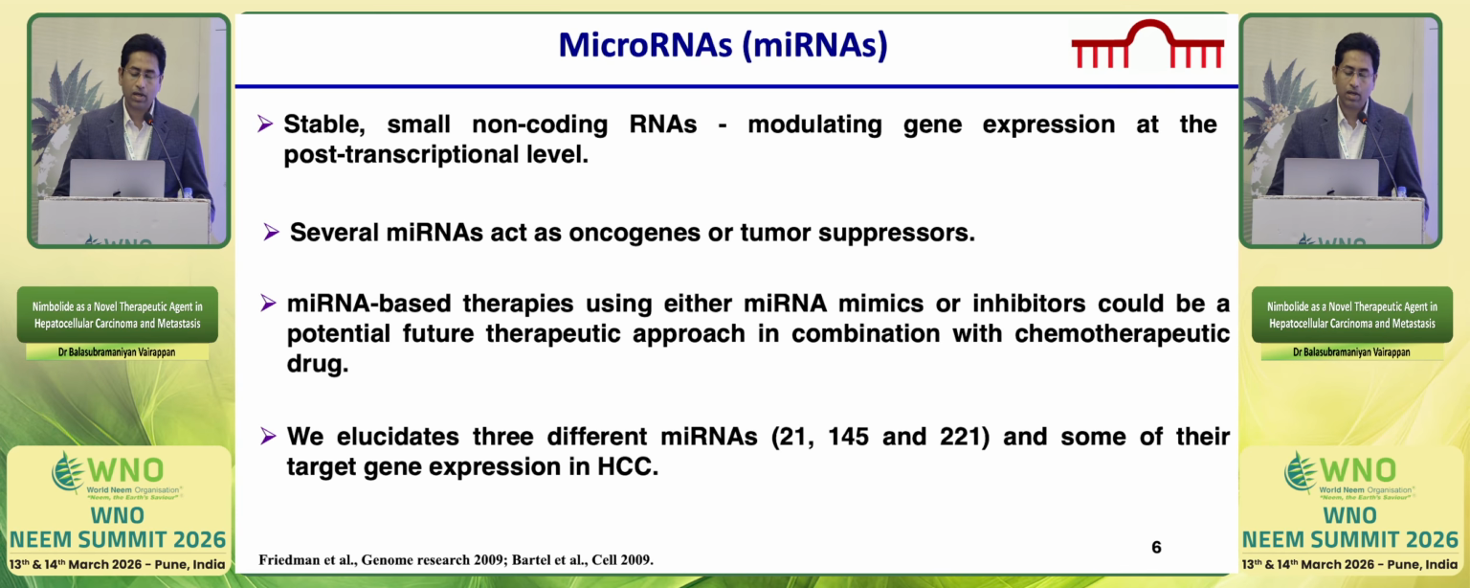MicroRNAs are stable small non-coding RNAs modulating gene expression at the post-transcriptional level by inhibiting mRNA translation or promoting mRNA degradation, and they act as oncogenes or tumor suppressors. MicroRNA-based therapies using either microRNA mimics or inhibitors could be a potential future therapeutic approach in combination with chemotherapeutic drugs. So we examined three different microRNAs, 21, 145 and 221, and some of their target gene expression in HCC.